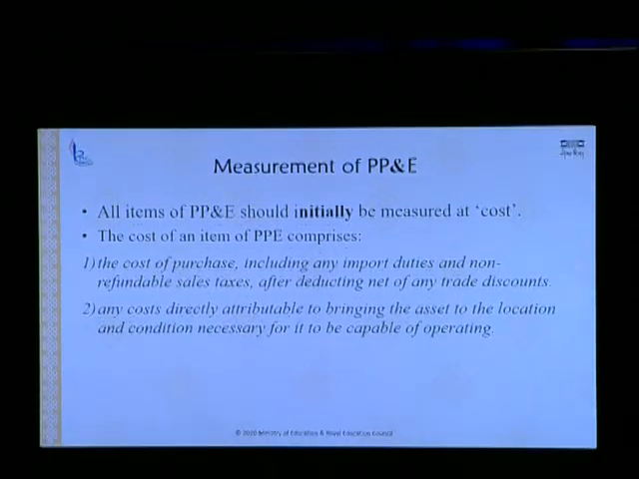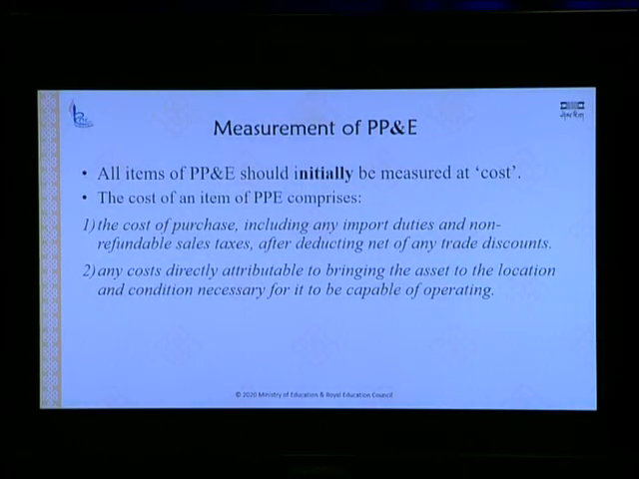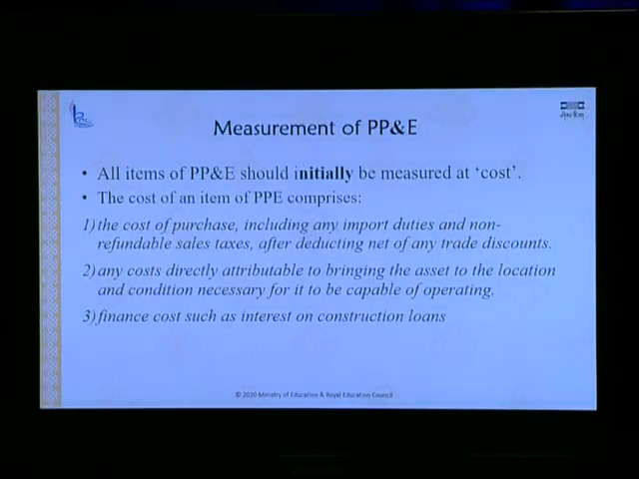Number 2, it also includes any cost directly attributable to bringing the asset to the location and condition necessary for it to be capable of operating. Here it also includes transportation charges. Transportation charges out here means that when the company brings the item of PPE from the supplier to their location, the transportation cost should also be included in the cost of property, plant and equipment. Third one is finance costs such as interest on construction loans, and fourth one is estimated removal cost.